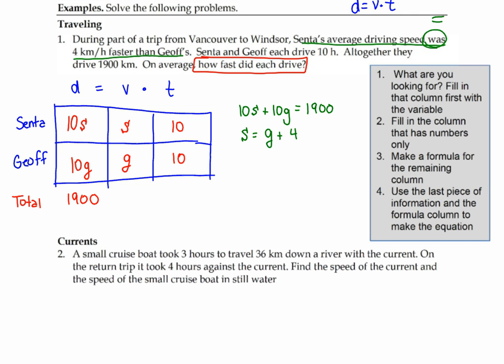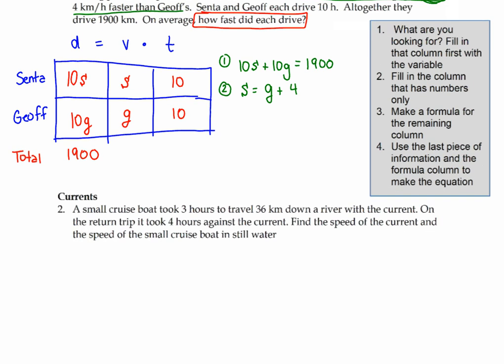So now we have two equations. This one's set up nicely for what form? Substitution. So let's use substitution. We're going to replace S with G plus 4. So in that first equation, instead of writing S, I'm going to put in brackets G plus 4. I wrote a little big. And now what do I use? Now we can solve.